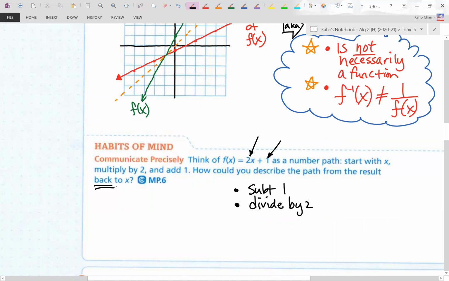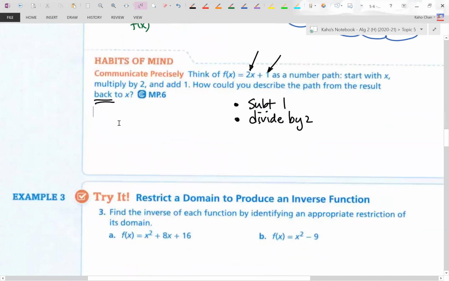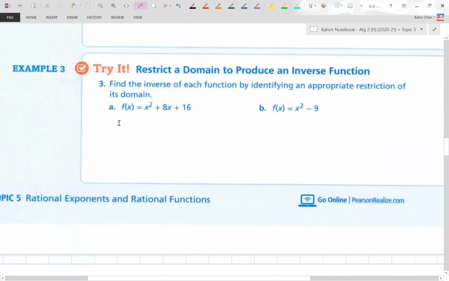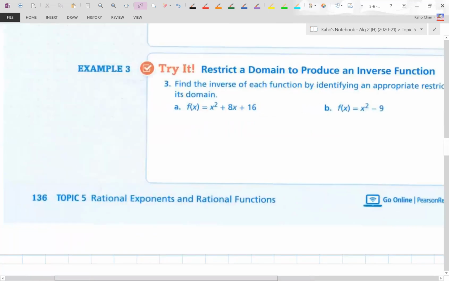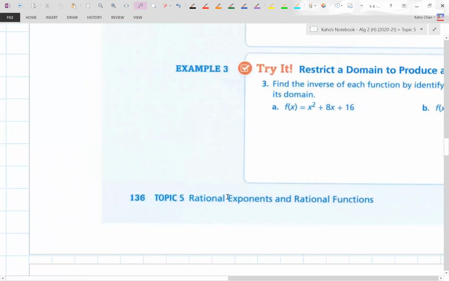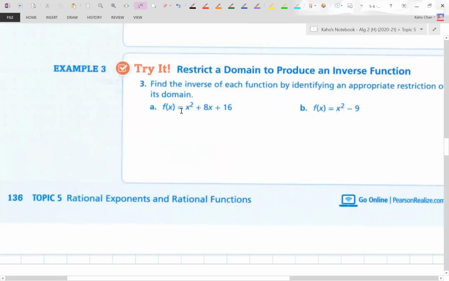Yay. You guys ready for example 3? There's not a lot of room here, so I apologize for example 3. Let's go off to far left here to do example 3. We're given a couple of functions. They're different parent functions here. We have a quadratic, and we have another quadratic. It looks like a difference of squares right there. Find the inverse of each function by identifying an appropriate restriction on its domain.